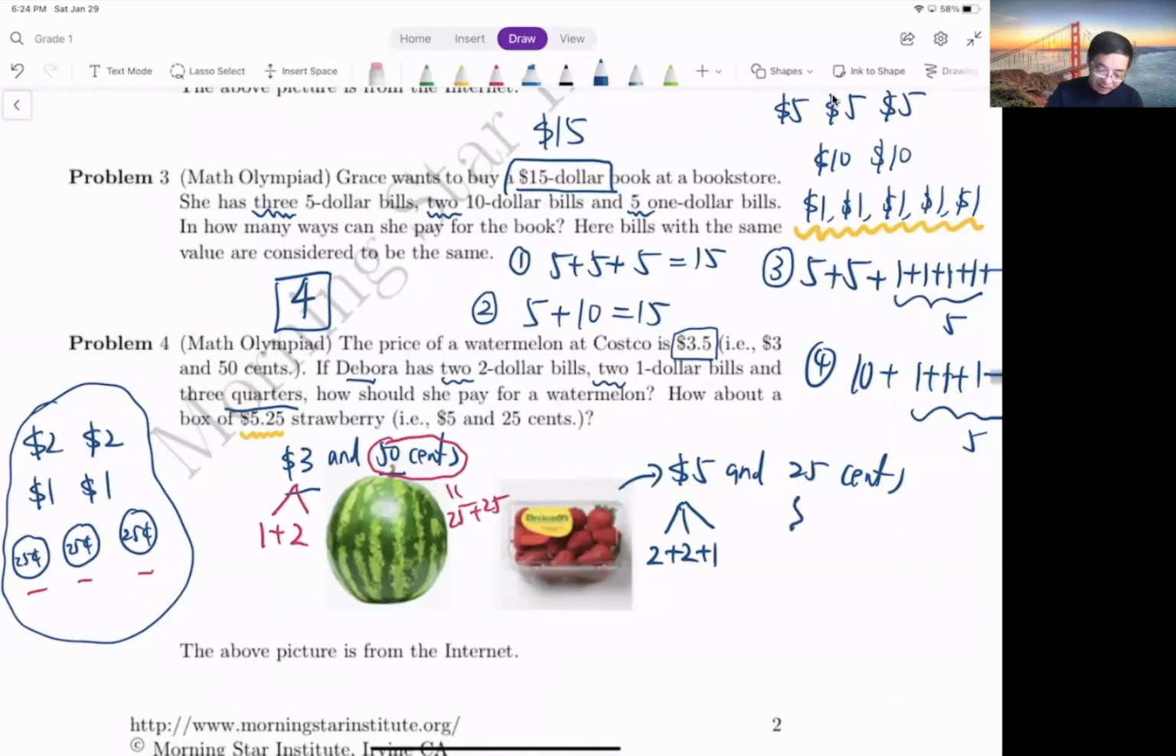Oh, that's simple. You just use 1 quarter, right? I just use a quarter, 25 cents, to pay for it. So the point is, for strawberry, what should you do? Use two $2 bills, that's $4. Use a $1 bill, that adds up to 5, and then you give 1 quarter, which makes up the 25 cents.